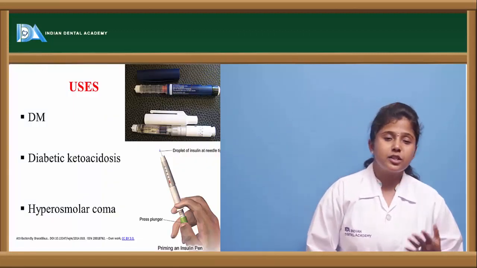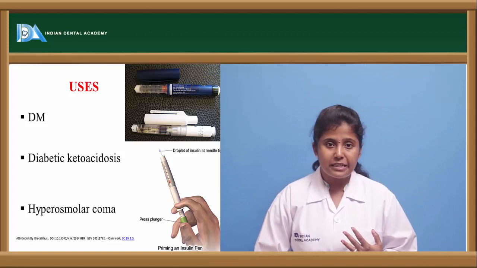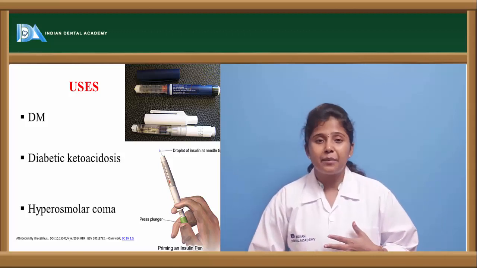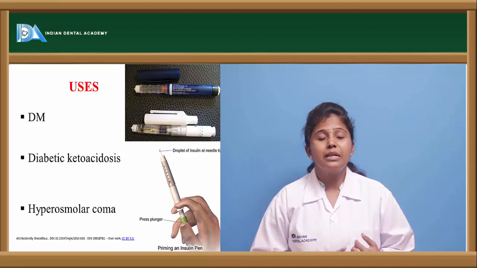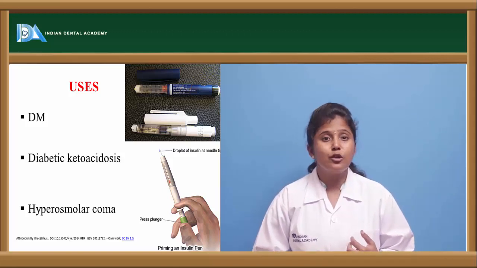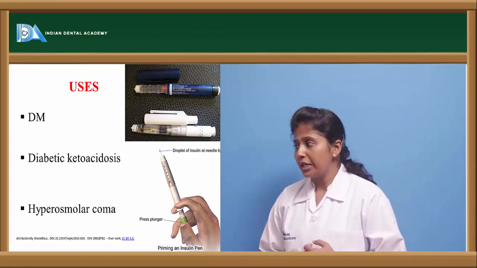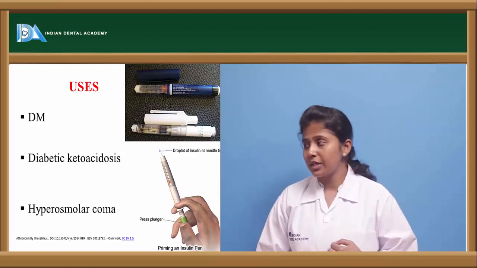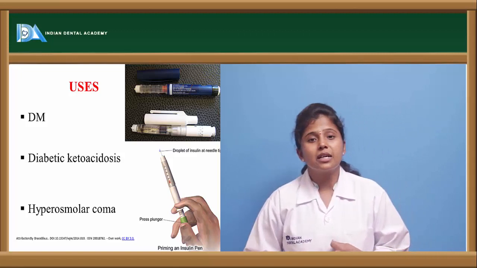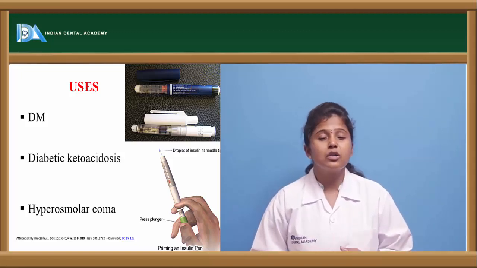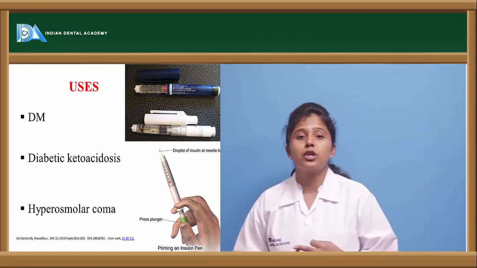These insulin preparations are used mainly in diabetes mellitus, and they are used to treat diabetic ketoacidosis. This is a condition where there is release of ketone acidic bodies in the body. There will be excessive secretion of the ketone acidic bodies and a hyperosmolar coma. This condition occurs because of increased osmotic pressure.